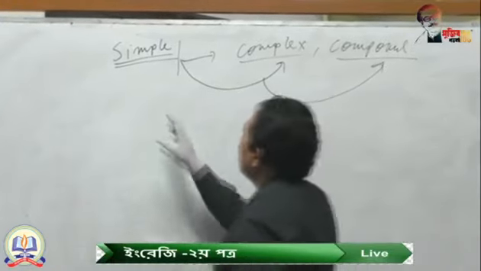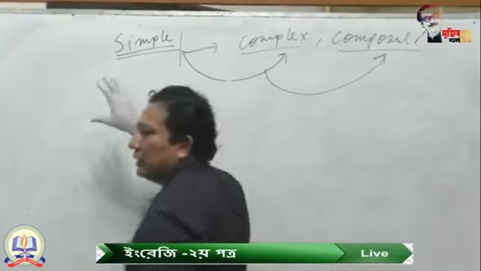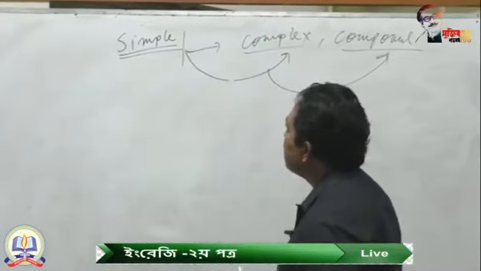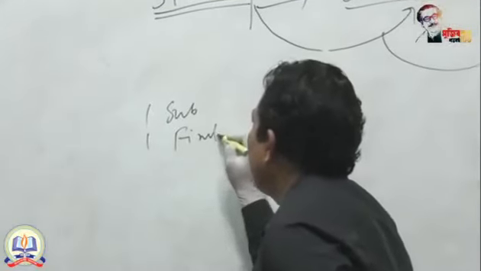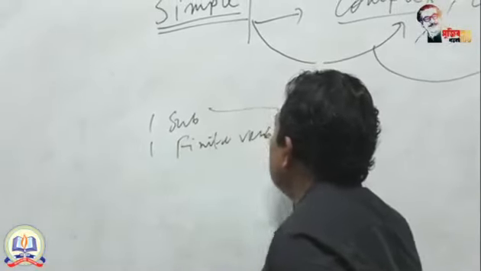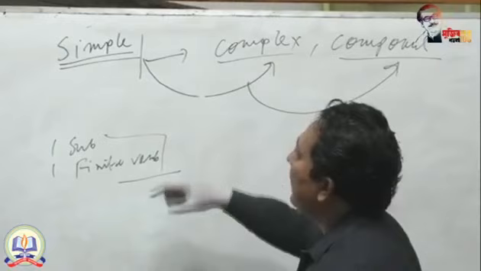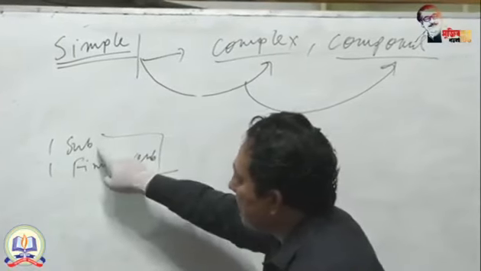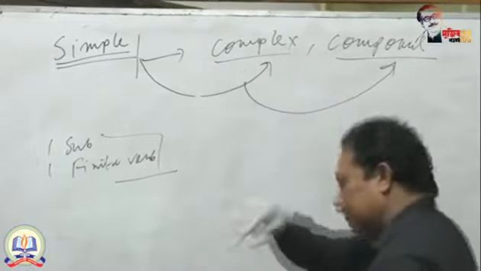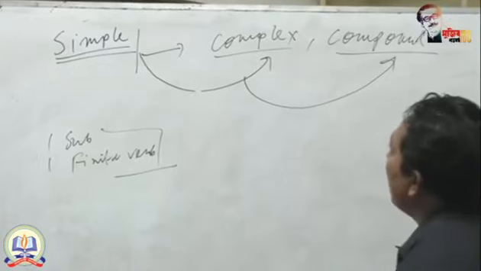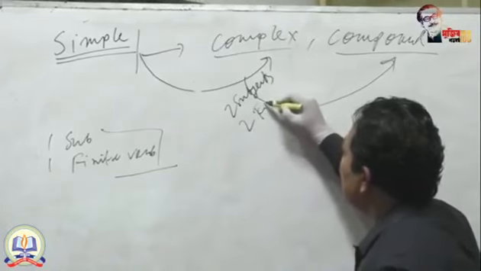That means if you want to make a simple sentence from a complex or compound one, at first you have to be determined that you have to ensure one subject and one finite verb. Suppose the given sentence was complex. In a complex sentence, of course, there were two subjects and two finite verbs.